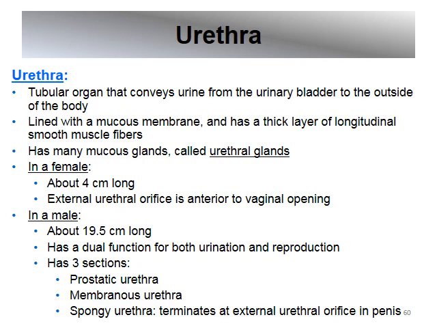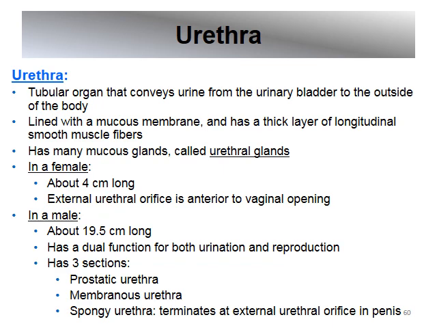Okay, so the urethra. This is a tube that conveys urine from the bladder to the outside of the body. It is lined with a mucous membrane and has a thick layer of longitudinal smooth muscle. It does have a lot of mucus glands called urethral glands. In the female, it's about 4 centimeters long, and it exits anterior to the vaginal opening. In a male, it's about 19.5 centimeters long, and it's used in both urination and reproduction.